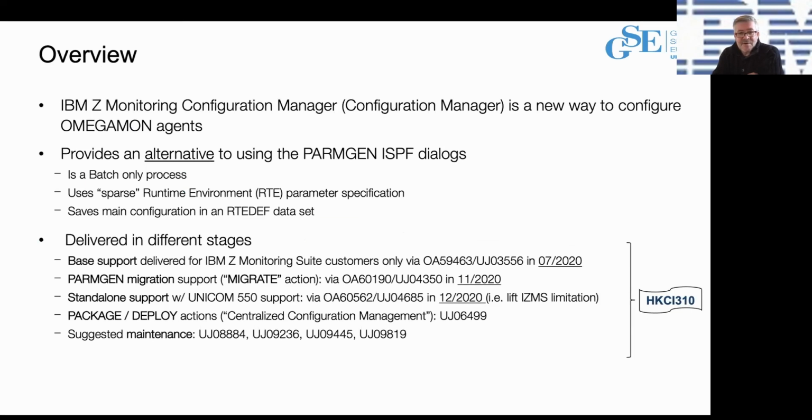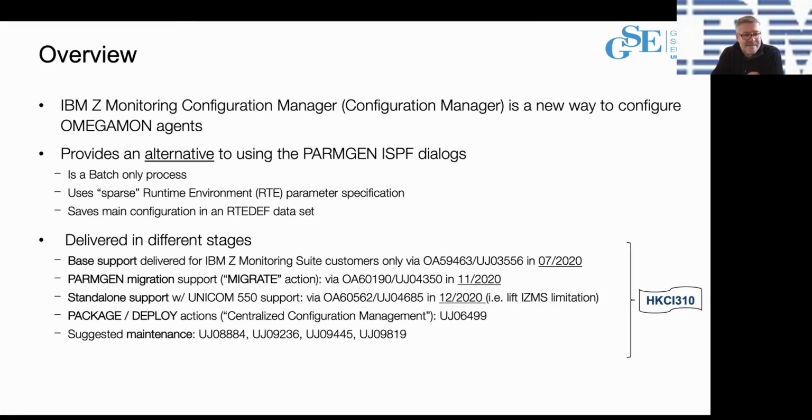It's a batch-only process, so there are 3 jobs you need to run: create, discover, and generate. They're the 3 jobs that you run, and after those 3 jobs have run, the OMEGAMONs will be installed and ready to use. It uses a very sparse runtime environment parameter specification, so sometimes you don't have to specify anything. It will go and discover all the parameters, and you can override those parameters as well if necessary.